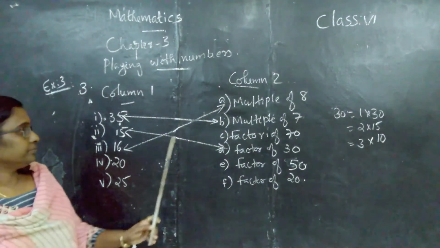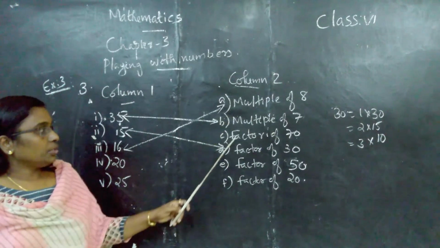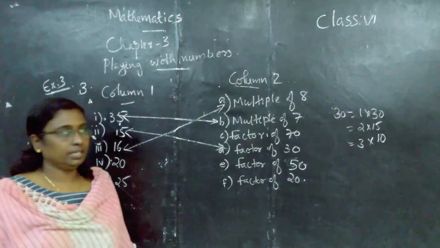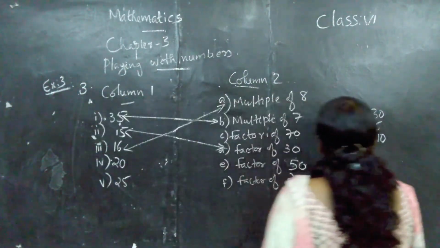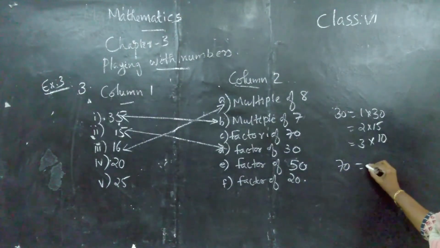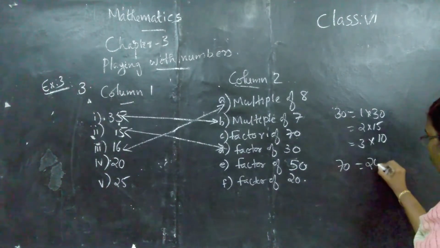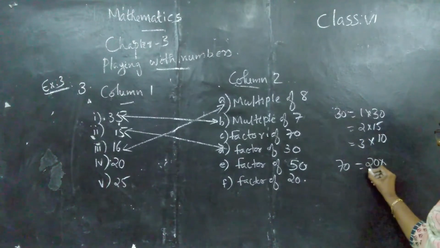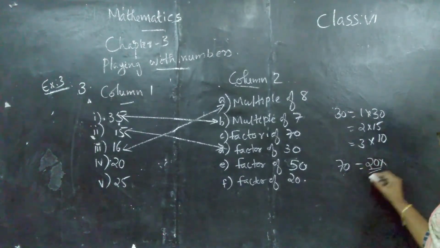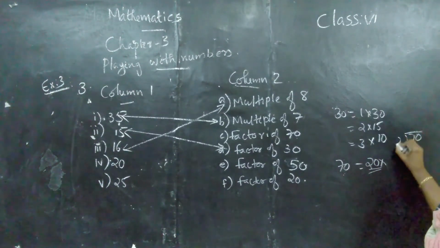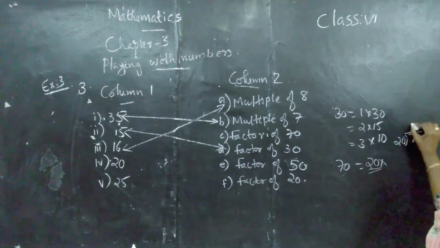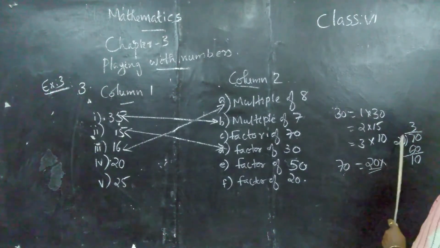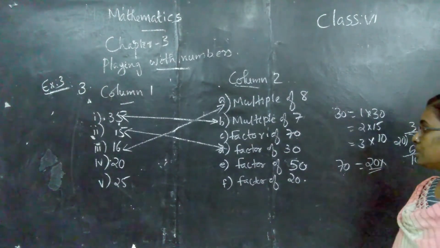Then 20. Is 20 a factor of 70? We cannot write 70 as 20 times a number. That is, 20 is not an exact divisor of 70. 70 divided by 20 is 3 times 60, and the remainder is 10. Therefore, 20 is not an exact divisor of 70.